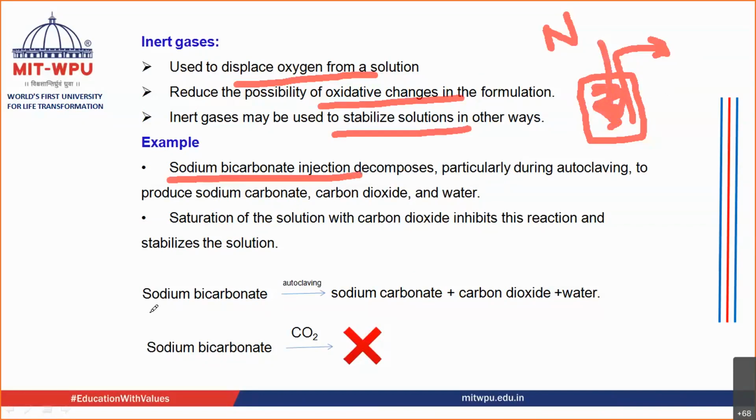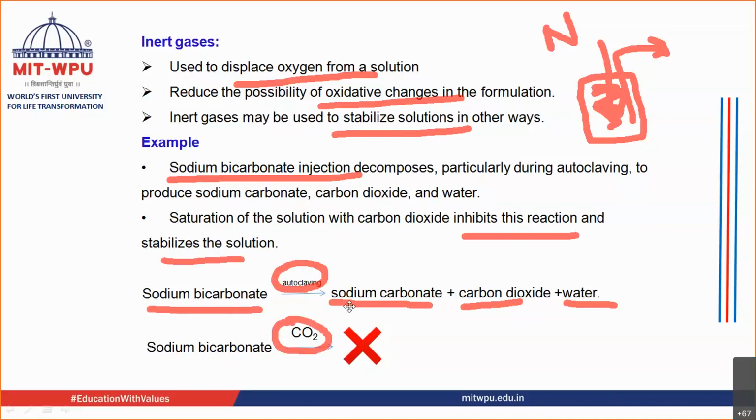Sodium bicarbonate, when you are autoclaving it, gets converted into sodium carbonate, carbon dioxide, and water. Right? This happens basically during the process of autoclaving. So what you do is saturate the sodium bicarbonate with carbon dioxide. If you saturate this, then it's going to inhibit the reaction that is taking place. That is, sodium bicarbonate is not going to convert into sodium carbonate, carbon dioxide and water. This reaction is going to get blocked.